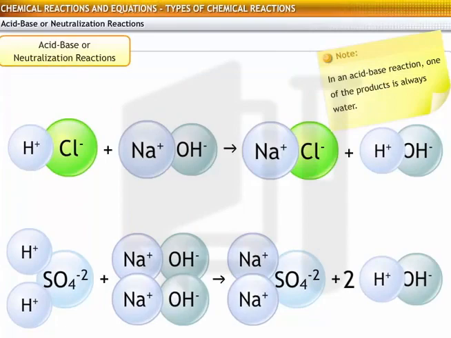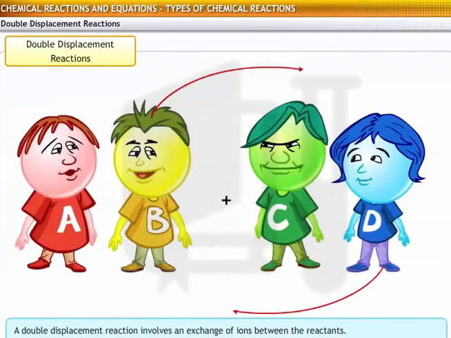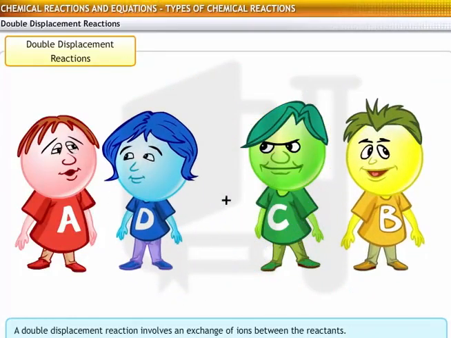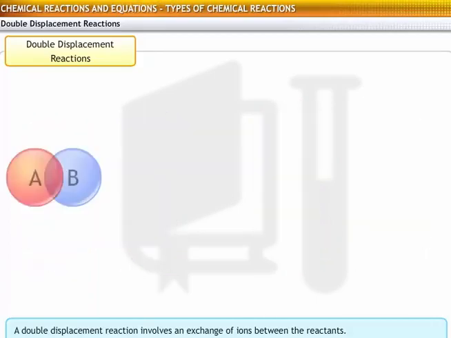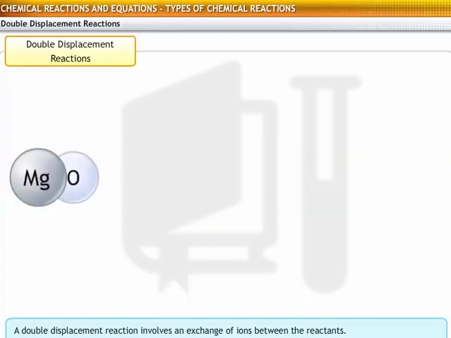Do remember that in an acid-base reaction, one of the products is always water. A double displacement reaction involves an exchange of ions between two compounds. The general form of a double displacement reaction is AB and CD undergo double displacement to form AD and CB. A classic example of a double displacement reaction is the reaction of magnesium oxide with calcium sulfide.